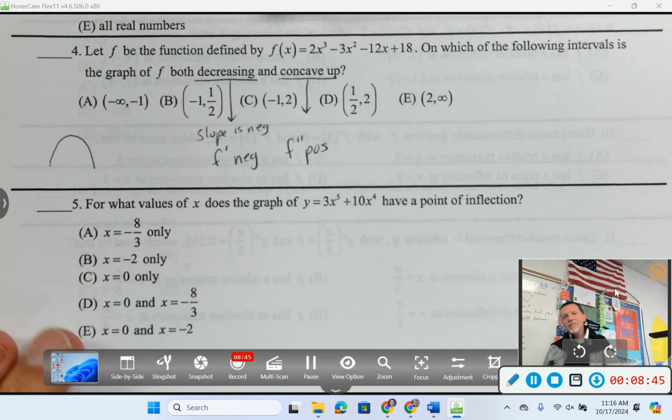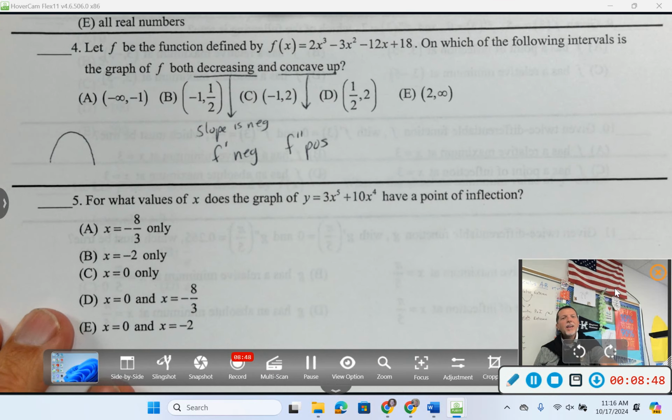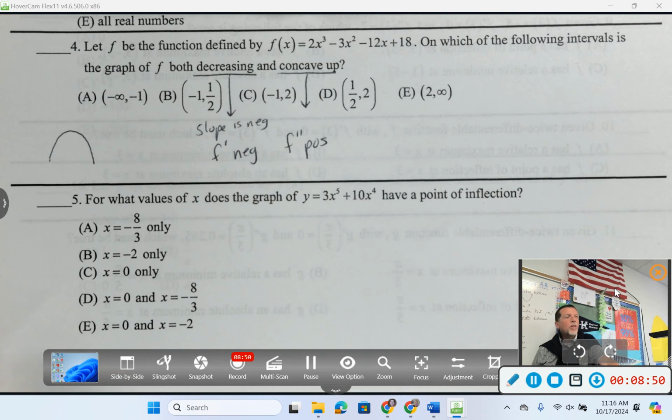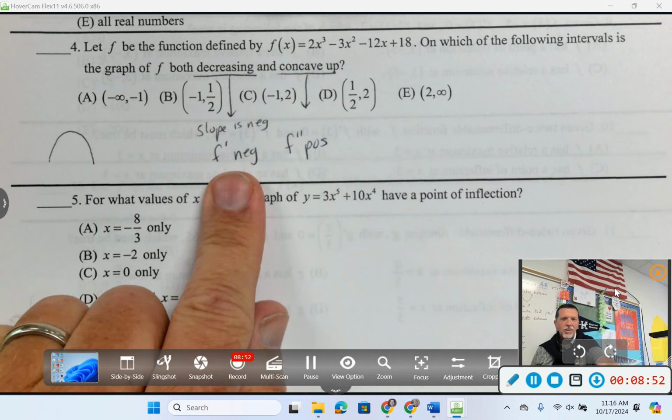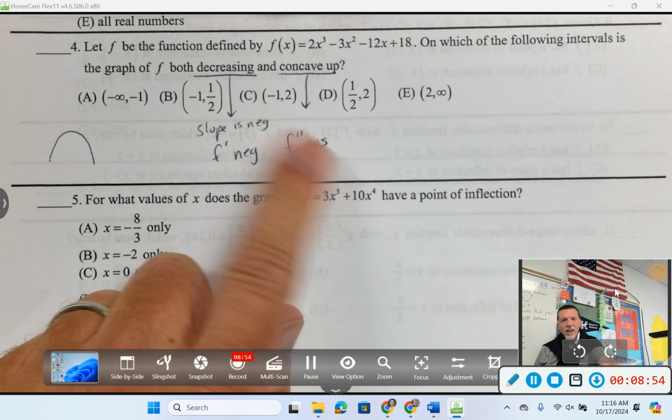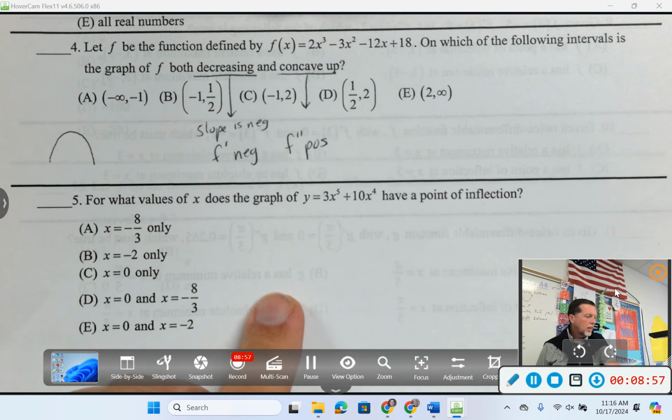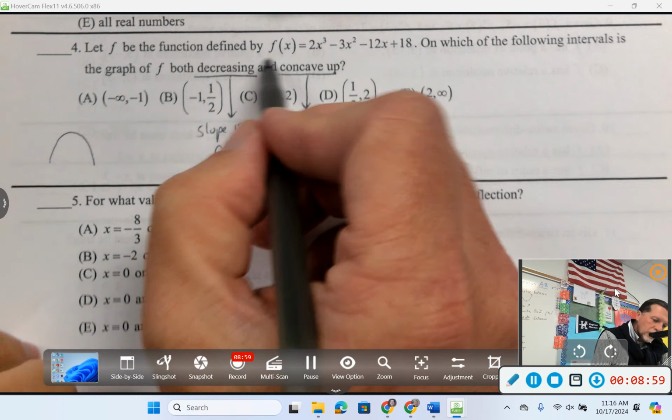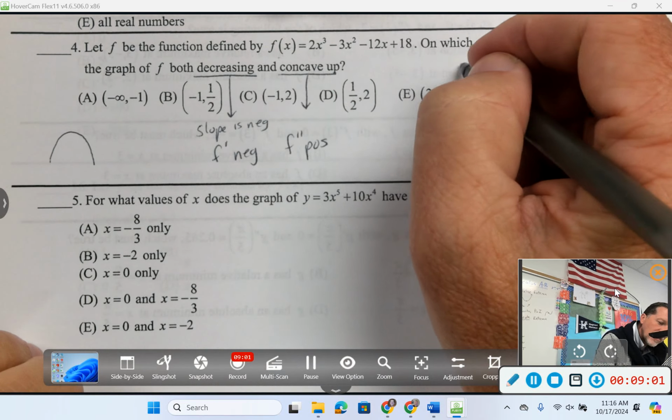Okay, so this is kind of an annoying question. It's why I picked to do it. Because I have to do two things. I've got to figure out where it's increasing, decreasing, and where it's concave up, concave down, and then find this overlap thing. So I'm going to have to do first derivative stuff and second derivative stuff.